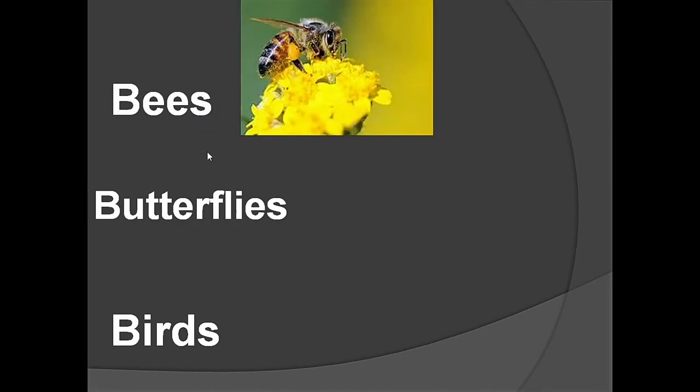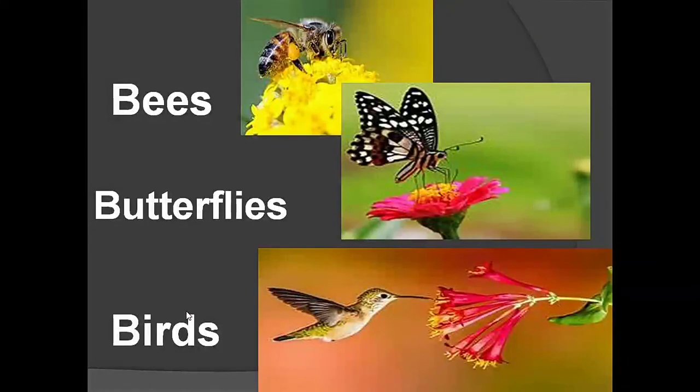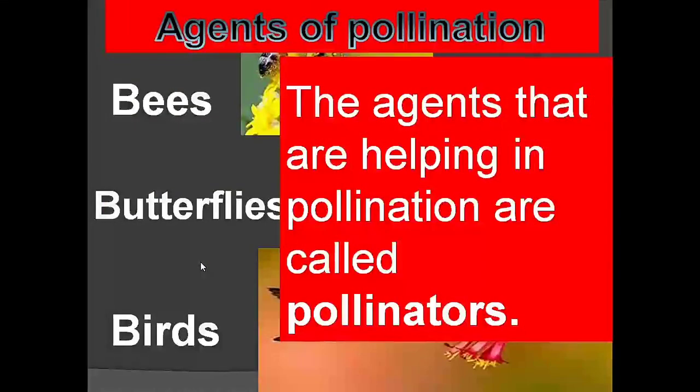Bees help in pollination. Butterflies help in pollination. Birds, variety of birds help in pollination. Bees, butterflies, birds, wind and water are called pollinating agents or agents of pollination. The agents that help in pollination are called pollinators. Bees, butterflies, birds are pollinators. So we will learn the differences between self-pollination and cross-pollination in the next part.